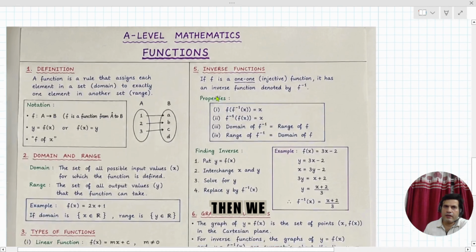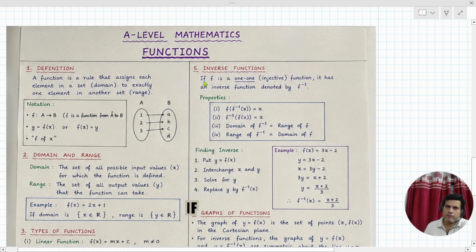And then we will discuss the inverse function. If a function is one-to-one, like an injective function, it has an inverse function denoted by f inverse. Property: f of f inverse of x is x, and f inverse of f(x) equals x. The domain of f inverse is the range of f, and the range of f inverse equals the domain of f.